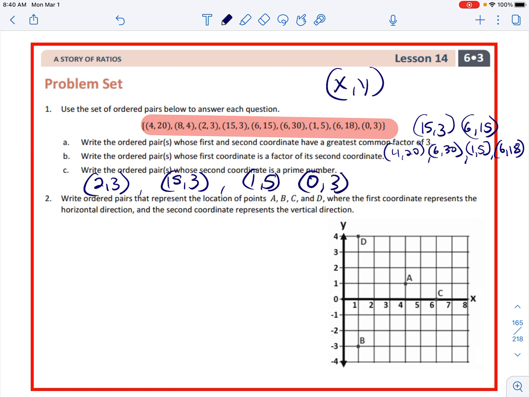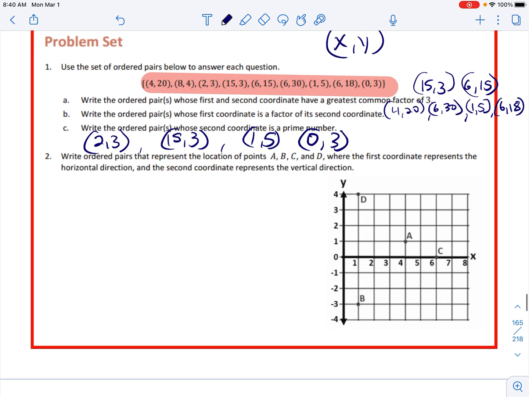Now, number 2 says, write ordered pairs that represent the locations of points A, B, C, and D, where the first coordinate represents the horizontal direction and the second coordinate represents the vertical direction. So let's start with A. A is at 4 and then up 1, so this is going to be 4 and 1.